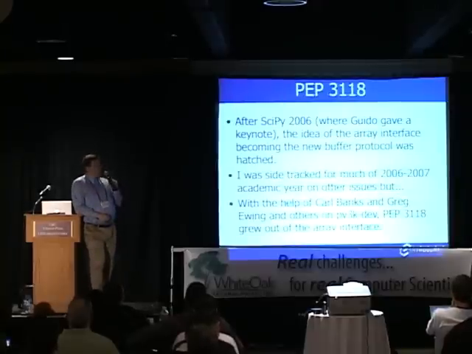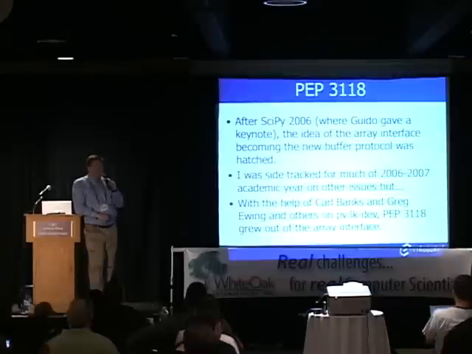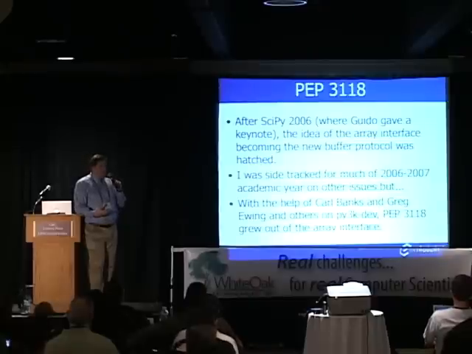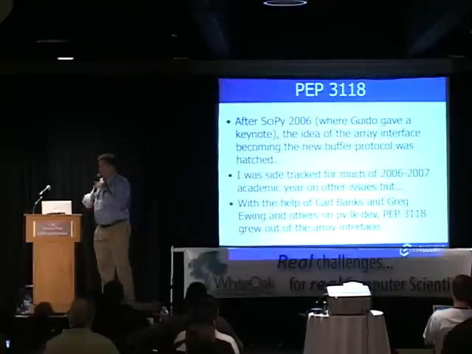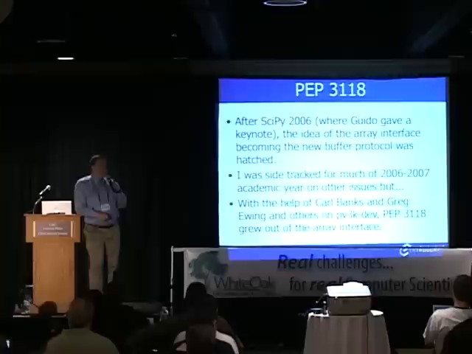So PEP 3118, which defines the array interface, was launched after SciPy 2006. Guido gave a keynote there, and we had an opportunity to discuss things with him. And the idea of the array interface becoming the new buffer protocol was hatched at that point. Now, the reason it's taken a long time to get it developed is that I haven't been as good at getting a lot of people excited and helping me. And so it's been up to how much time I've had.